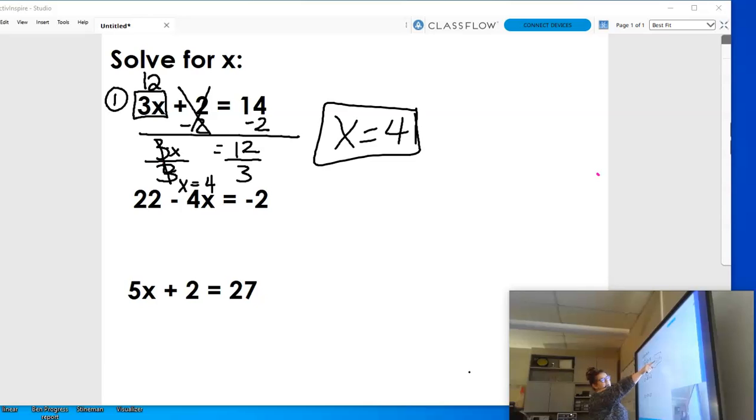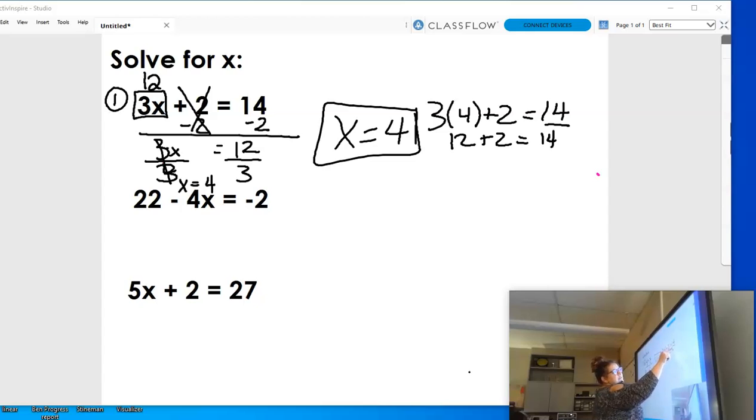Okay, so the nice thing about these is that you always know if you got it right, because you can just plug that number back into your original equation and make sure that you get 14. So 3 times 4 would have been 12, plus 2 gets me that 14 there. Okay, so that works out. My answer is x equals 4.